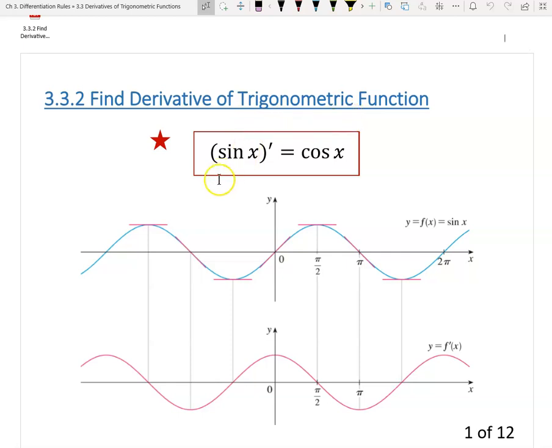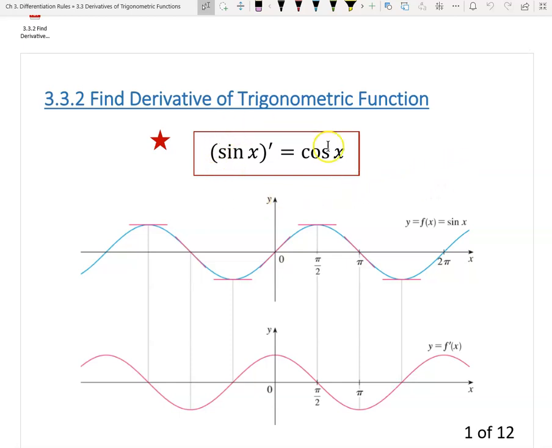And in this video, first I am going to introduce the derivatives for all 6 types of trig functions, and I will give you proofs as well. And then I have 3 questions to work through together.